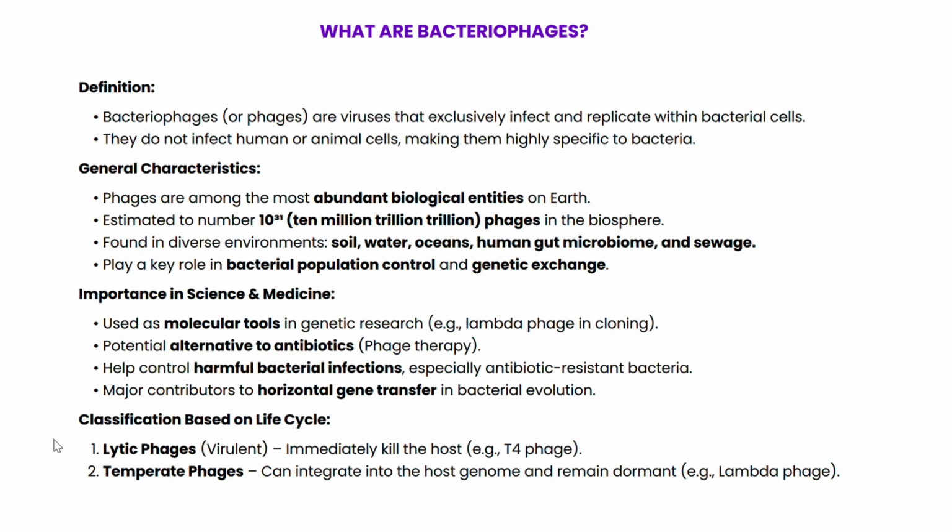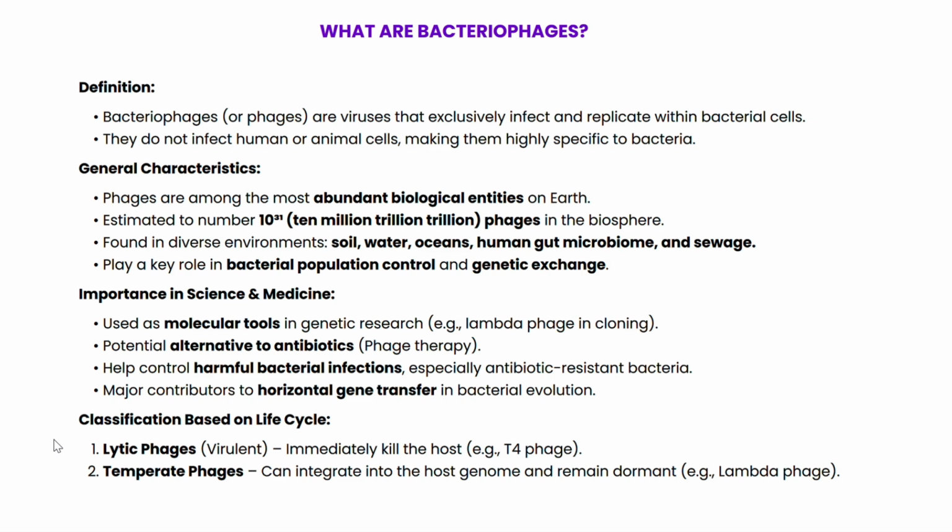Phages can be classified based on their life cycle. There are two main types. First one is lytic phages, also known as virulent phages. These immediately take over the bacterial cells, use their machinery to replicate, and then burst the cell open, releasing the new phages. A classic example is T4 phage, which infects E. coli and destroys it within minutes.